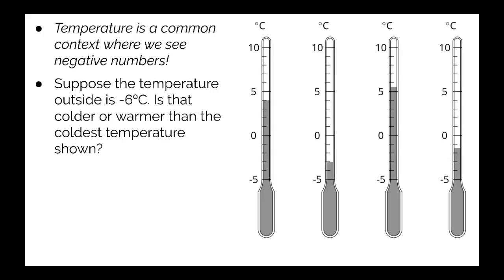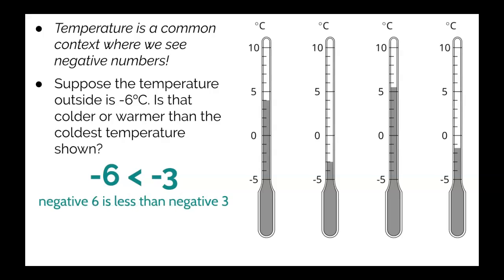So if I ask you, look at these 4 thermometers. If I said the temperature outside is negative 6 degrees Celsius, is that colder or warmer than the coldest temperature shown? Hopefully you're going to be able to tell that because negative 6 is less than negative 3, that is going to be a colder temperature. It's going to be lower on the thermometer than any of the temperatures shown here.